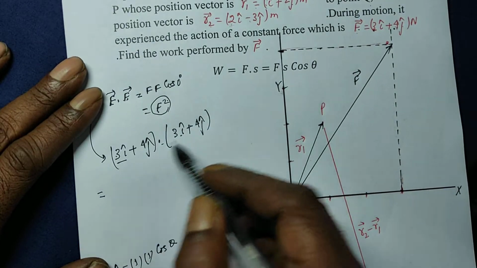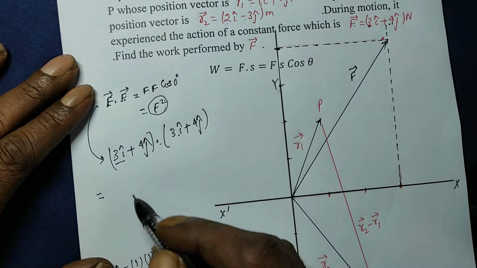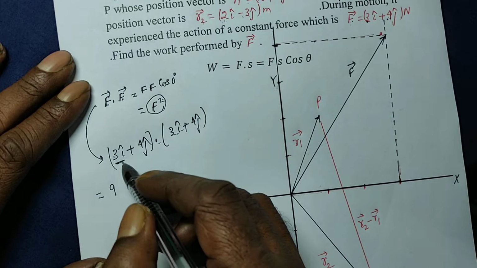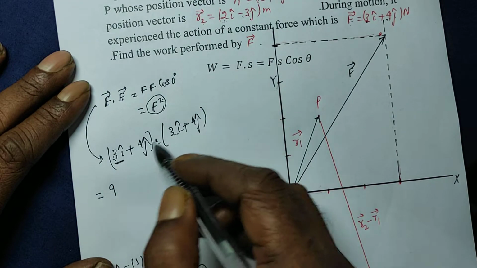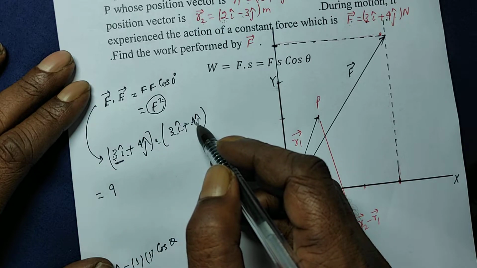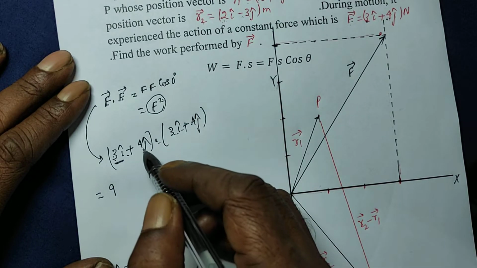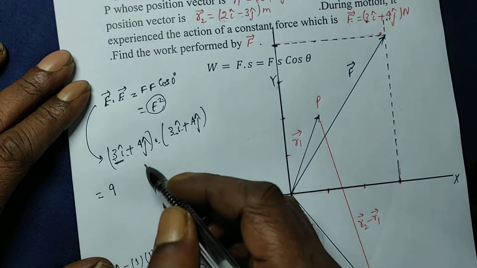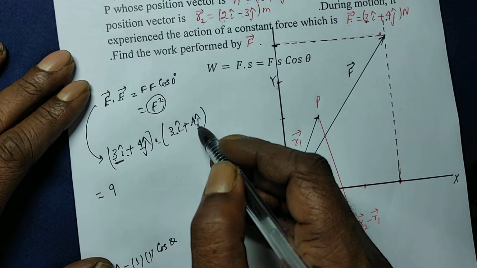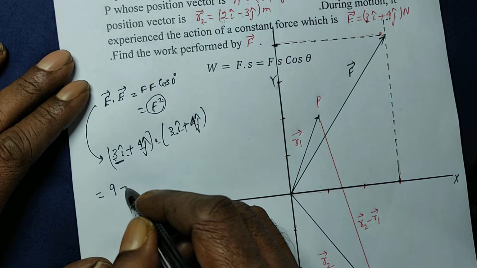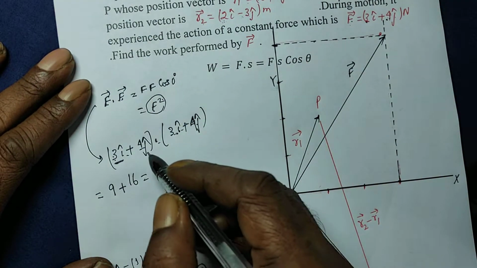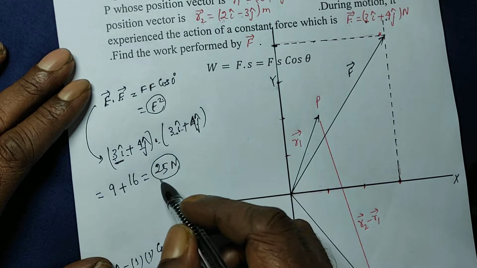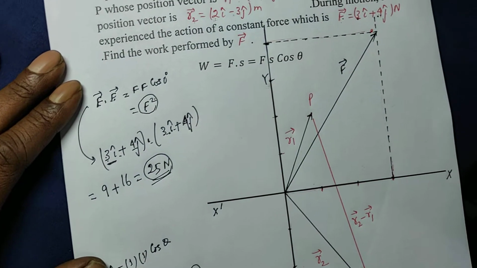So if you put it here, I am showing how the force is constant. 3i dot 3i, 9, i dot i 1, 9 into 1, 9. Then 3i dot 4j, 3 4s are 12, i dot j is 0, so 0, so I am not writing. Then comes 4j dot 3i, which is also 0 because j dot i is 0. Then 4j dot 4j, 4 4s are 16 because j dot j is 1, so this is equal to 25 Newton. So this is a constant, so it is acted upon by a constant force.